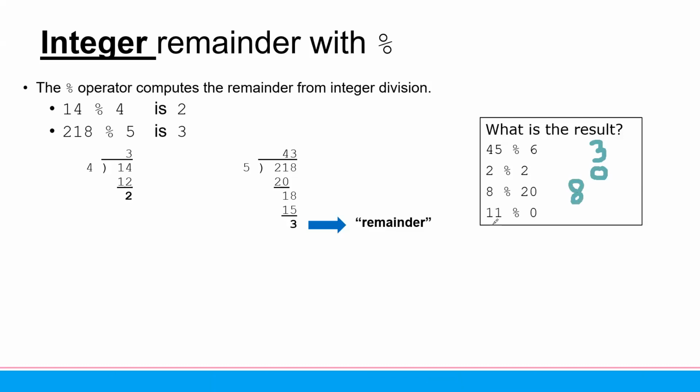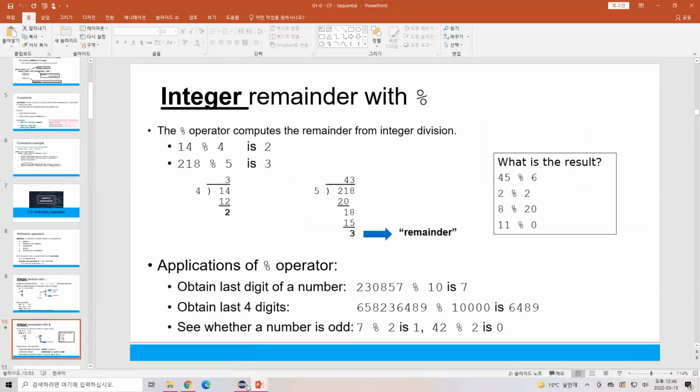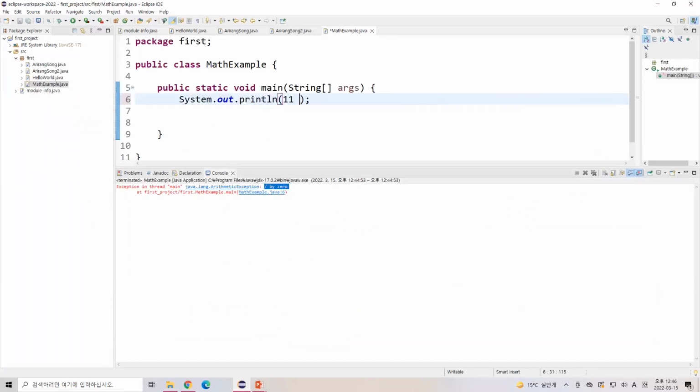And what about 11 modulus 0? You can try. What about 11 modulus 0? Errors. Why? It is the same as the division. You cannot divide by 0.